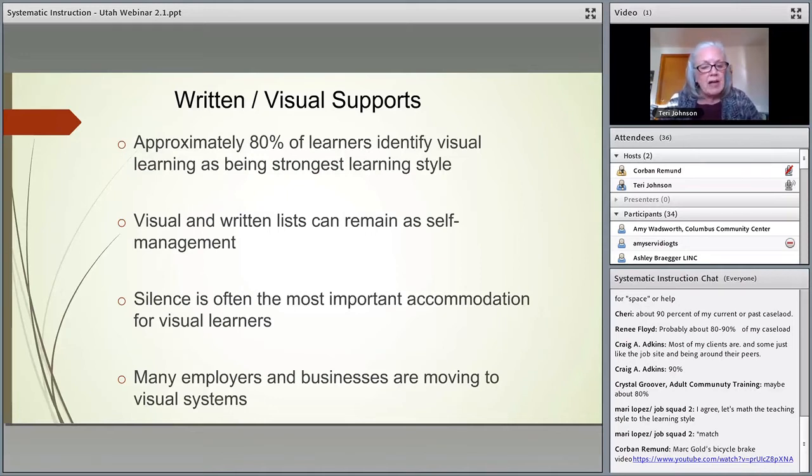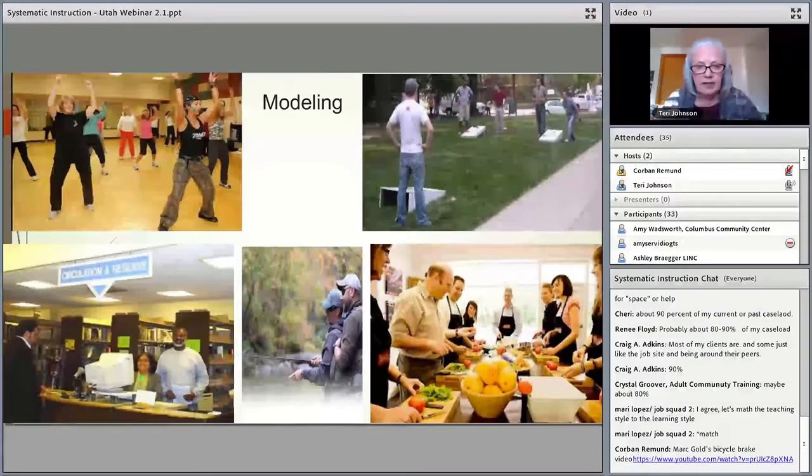So think about this one. Silence is often the most important accommodation for visual learners. And yet what we do sometimes is talk over someone's learning. They're getting information visually, and we jump in and talk over that, which we find annoying as well. We're trying to process, we're getting information, and someone is layering on top of that. And good news for everyone really is that many employers and businesses are moving to more visual systems.